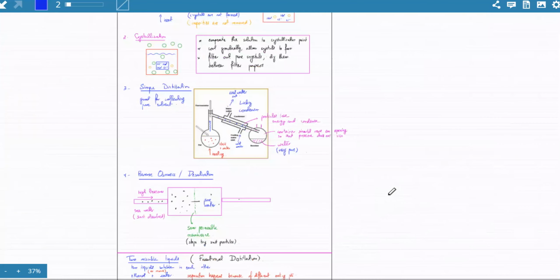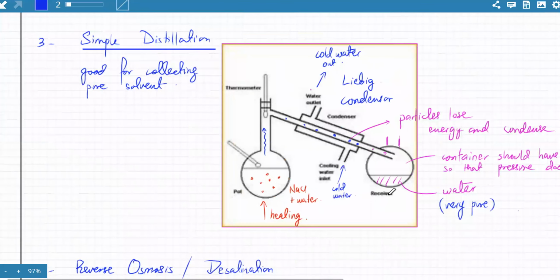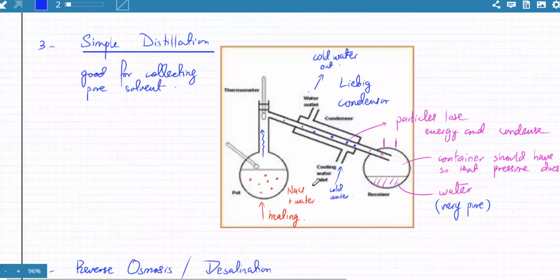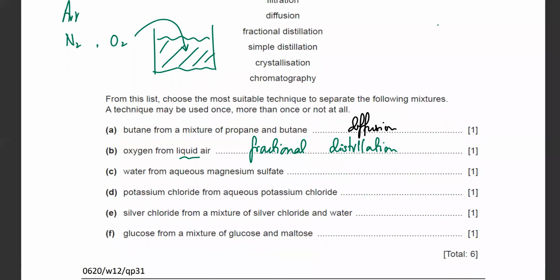When you use simple distillation, where is it used? Simple distillation is when you have a soluble substance in a solvent, and you want the water or the solvent. The water evaporates and you collect it at the other end, and the solid salt particles remain behind. So simple distillation is used in this specific case.